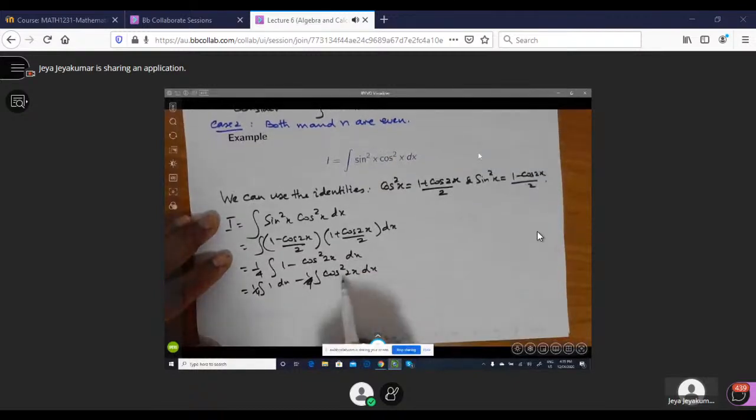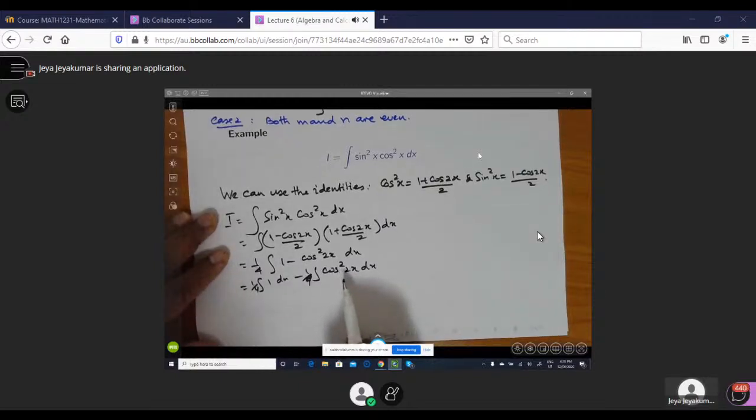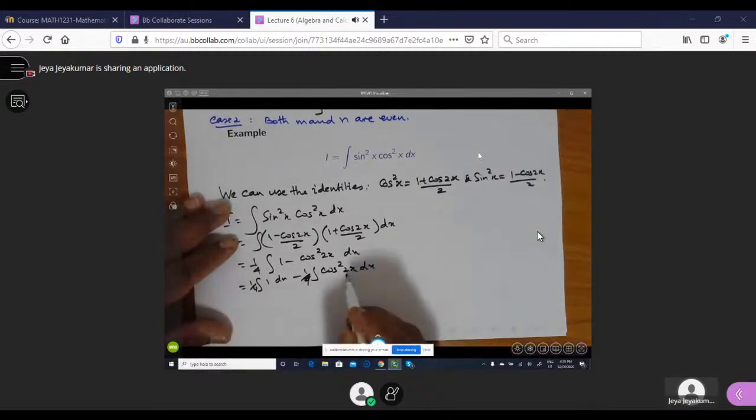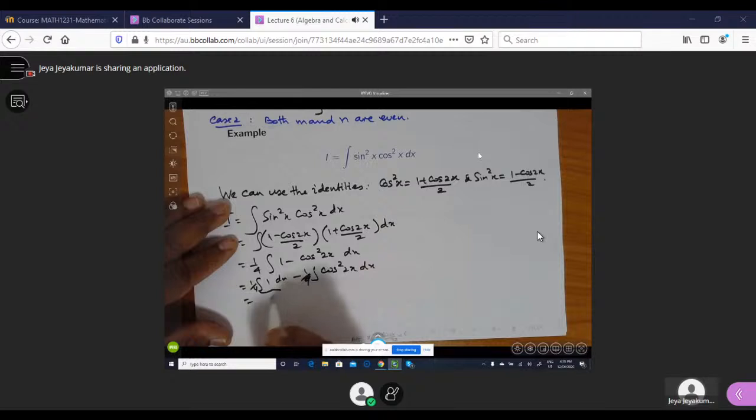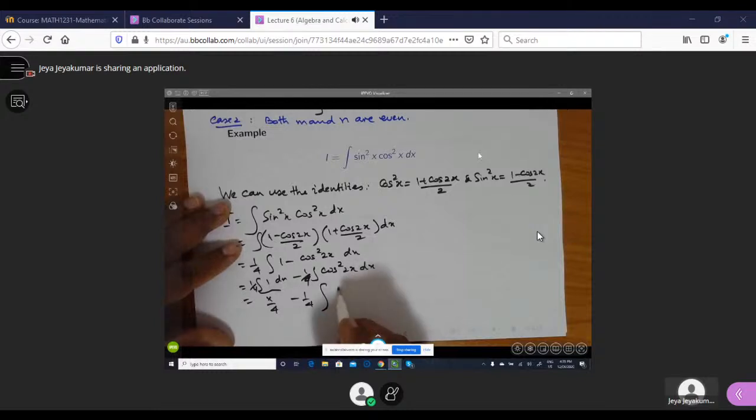Again here you have the even power. You can apply the half angle formula again. So cosine squared 2x equals, so that this one is x over 4 minus 1/4. So the integral of cosine squared 2x equals 1 plus cosine 4x on 2, from using the double angle formula.